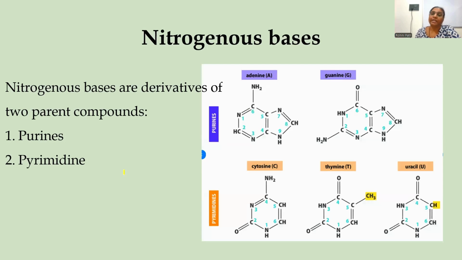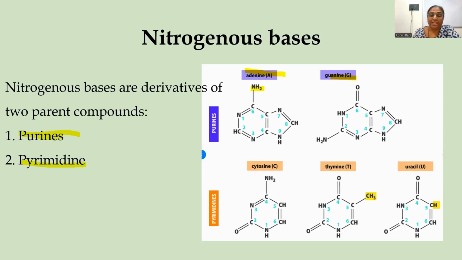Now going towards the next, the nitrogenous bases. We know that nitrogenous bases are of two types. One is purine, and the second is pyrimidine. The purines are of two types, adenine and guanine. When you look at the structure of adenine, at the sixth position there is an NH2. When you look at the structure of guanine, at the sixth position there is a C double bond O, and at the second position there is an NH2. In this way, the structures of adenine and guanine are derived from the parental compound, which is purine.